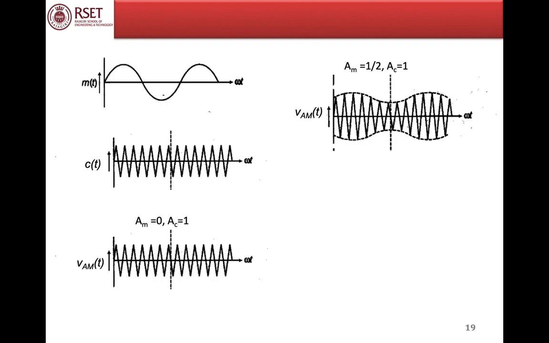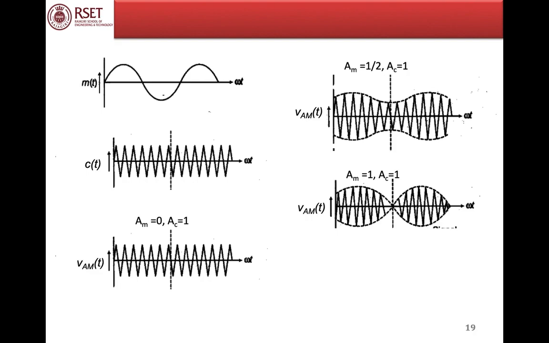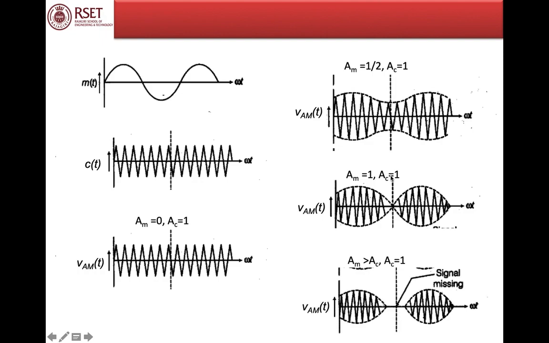Let us consider another case. When Am equal to 1 and Ac equal to 1, how will the AM signal look like? It looks like this. See that the amplitude of the AM signal is becoming 0 at certain points. So this is the maximum extent of modulation possible. Now what will happen if Am is greater than Ac? The AM signal will look like this. You can see that in certain areas the signal is totally missing. So always remember that for proper modulation, the message amplitude Am must be less than the carrier amplitude Ac.